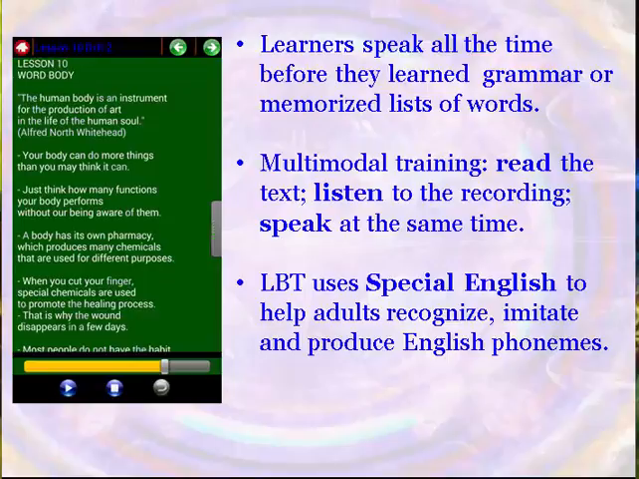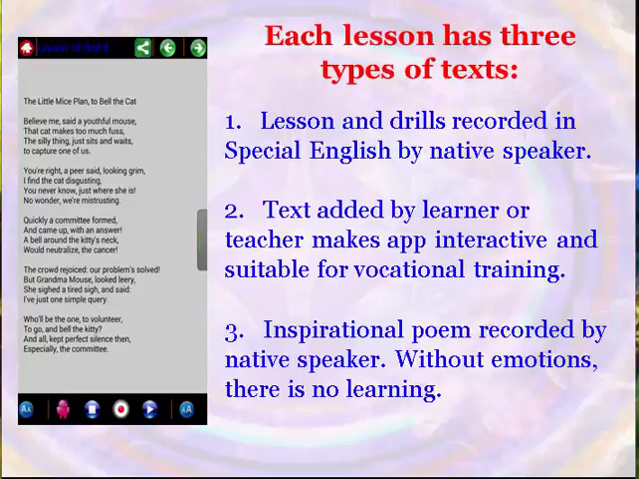Special English helps learners first recognize, then imitate, and finally produce English words correctly. Every lesson uses three types of texts. 1. Pre-recorded lessons on various topics with drills to support training language skills instead of memorizing vocabulary lists or grammar rules. 2. Lessons added by a learner or a teacher to make the lesson more relevant and immediate.